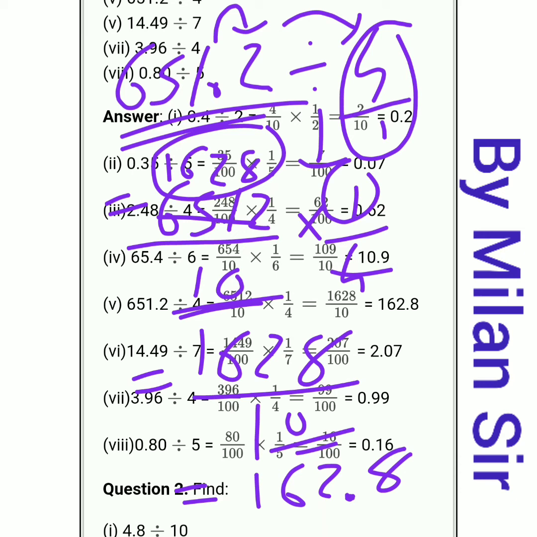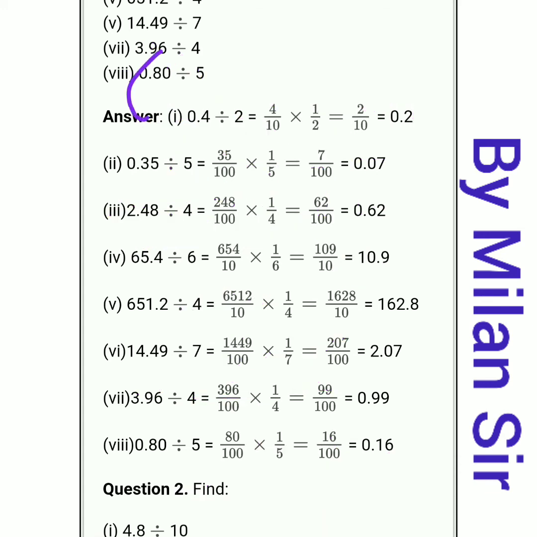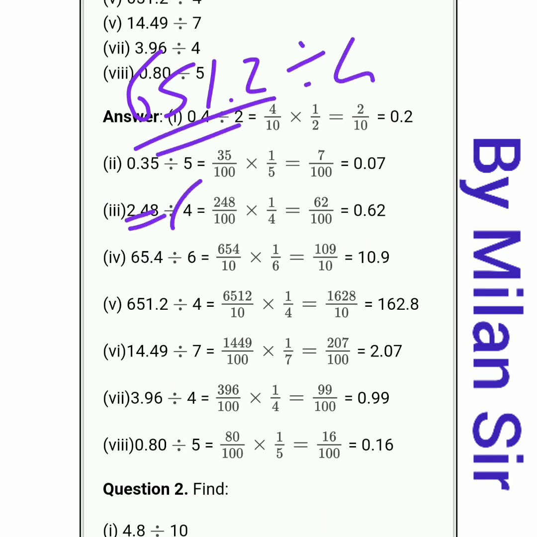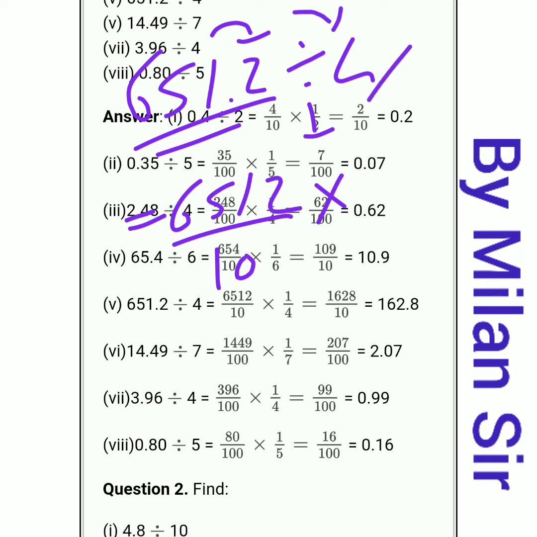Okay, again quickly repeat this question. 651.2 divided by 4. Ignore the decimal point. It is 6512 divided by 10. Here one digit is there, that's why 10. We need to convert this division into multiplication, and we need to take the reciprocal of this 4. Nothing is present in the denominator, so 4 by 1. The reciprocal of 4 by 1 is 1 by 4.